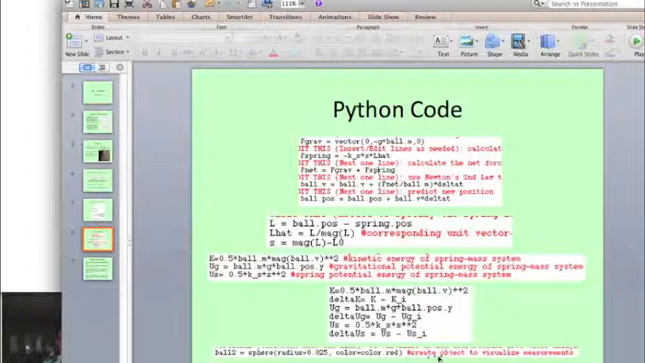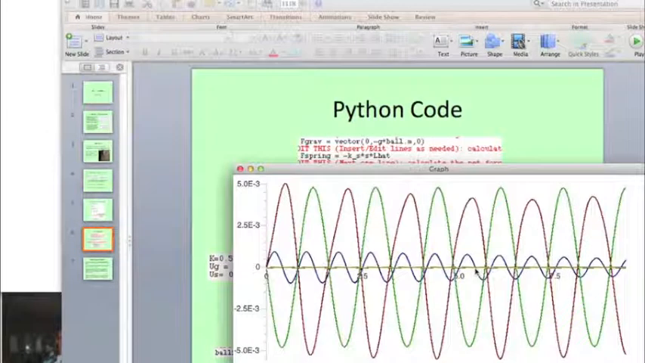This line creates a red ball that is a visual representation of the position data observed from Tracker and inputted from the CSV file. In the graph, delta U sub G is in green, delta U sub S is in red, delta K is in blue, and delta E is in yellow. The sum of all the changes, delta E, is equal to 0.